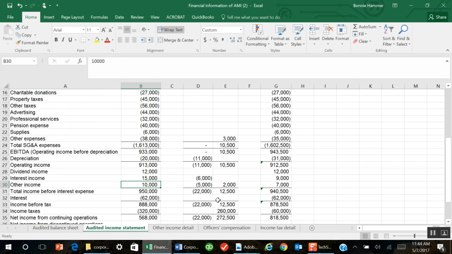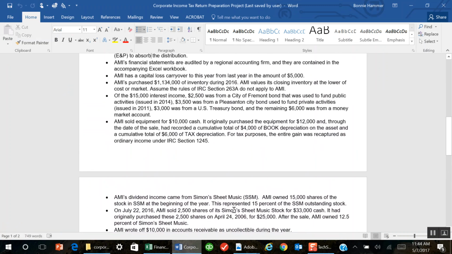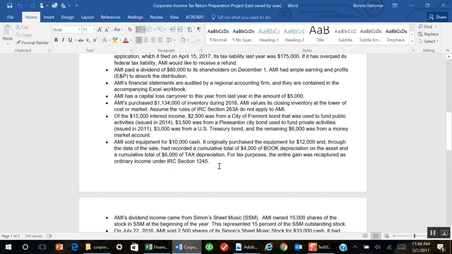And then you would say from that, okay, well, I know that I have no book tax difference associated with the capital gain of the stock, but I do have a book tax difference associated with the sale of the equipment. Because with regard to the sale of the equipment, if we go back up here, they sold it for $10,000 cash.